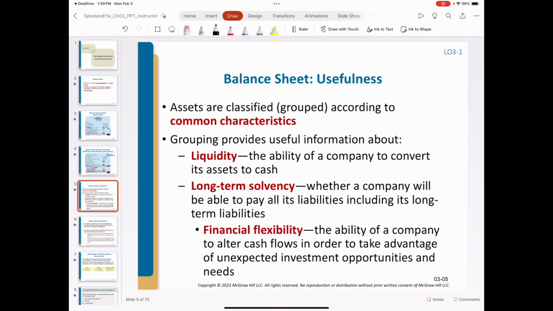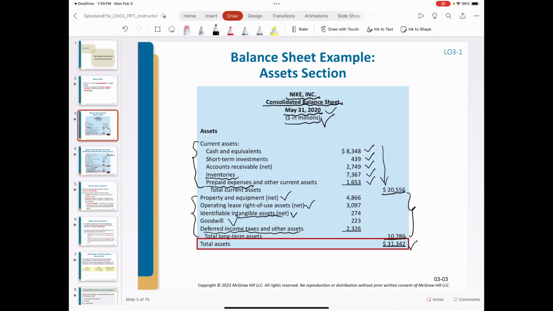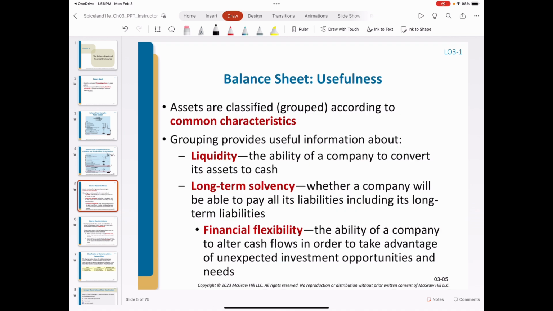The assets are classified according to common characteristics. As I mentioned, the most important common characteristic is liquidity, which is why assets are classified as current and non-current assets. Liquidity represents the ability of a company to convert its assets to cash. If assets can be converted into cash sooner, they have greater liquidity. Cash is the most liquid asset. Cash itself is liquidity.